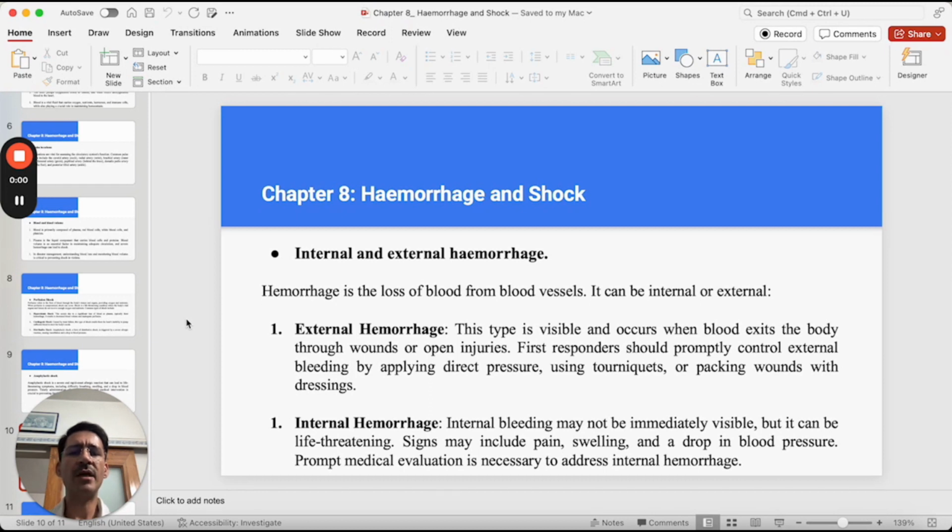Internal bleeding may not be immediately visible, but it can be life-threatening. Signs may include pain, swelling, and a drop in blood pressure. Prompt medical evaluation is necessary to address internal hemorrhage.